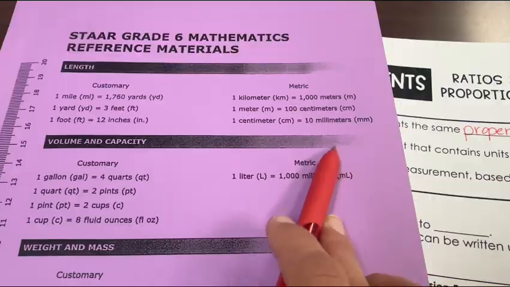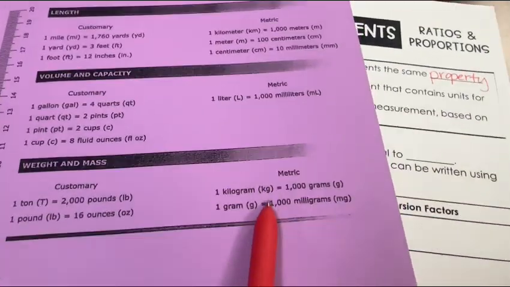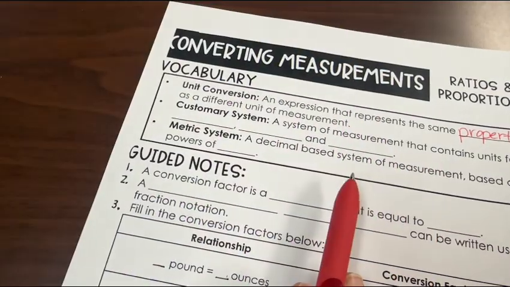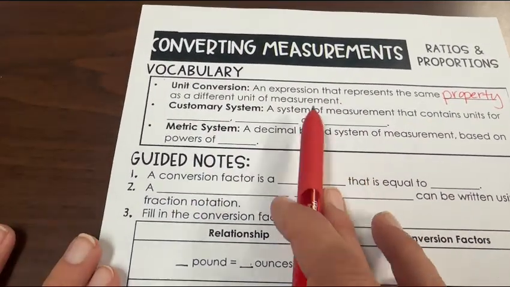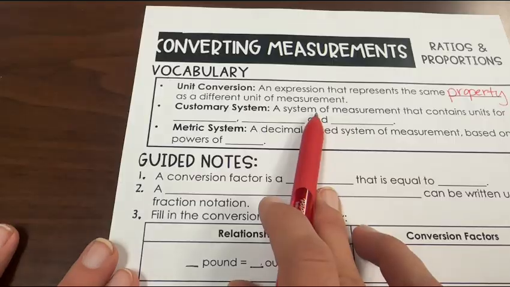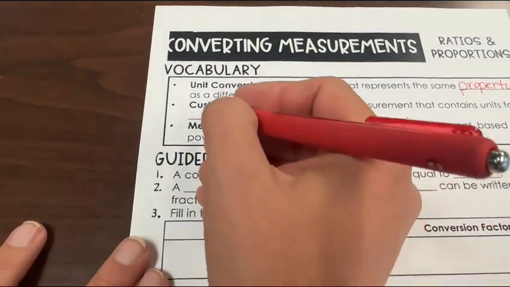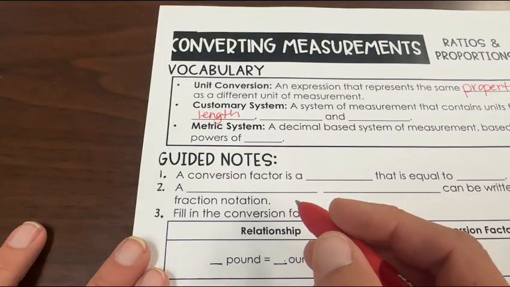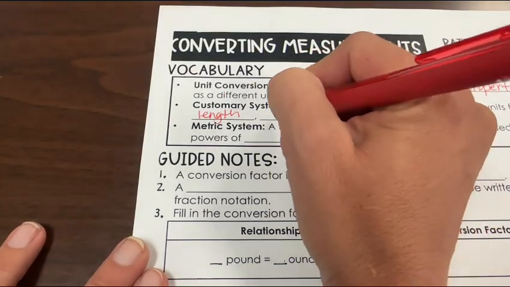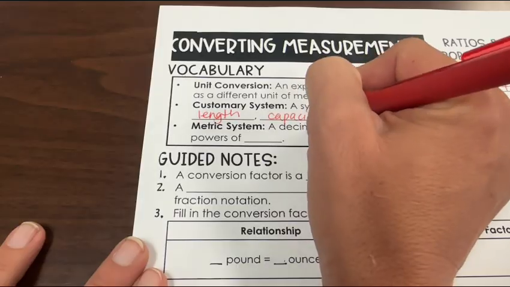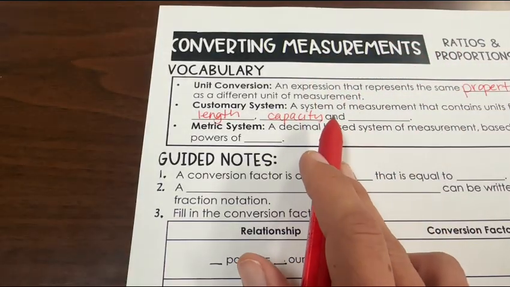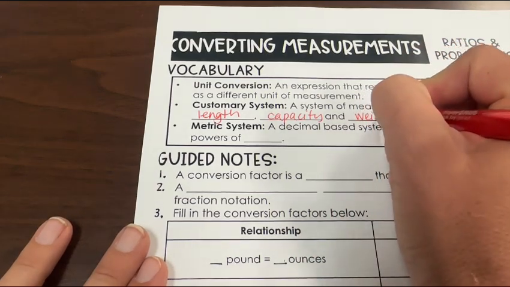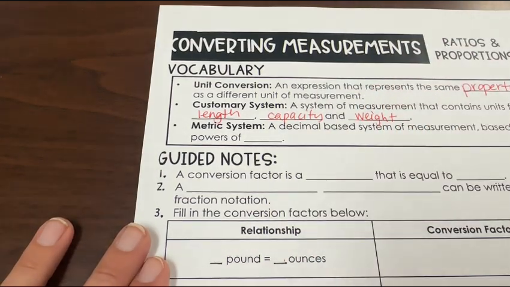So yesterday we practiced our shortcuts. So all of our metric side, when we were moving our decimal, okay, that was with the metric system that you're going to be doing that. So the customary system of measurement, it contains units for length, okay, which is going to be like your miles, yards, inches. And then you've got capacity, which is like your gallons, quarts, pints. And then you have your weight, which is like your pounds and ounces and tons.